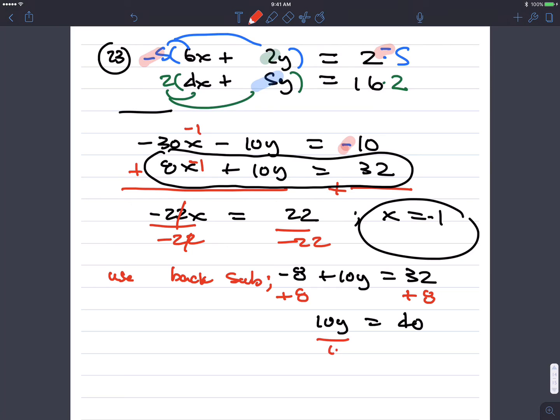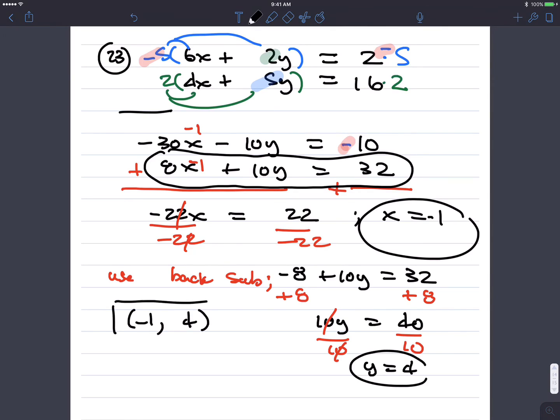Divide both sides by your 10. And you get y being what value? Y is 4. Okay. X is negative 1. Y is positive 4. And you're done.